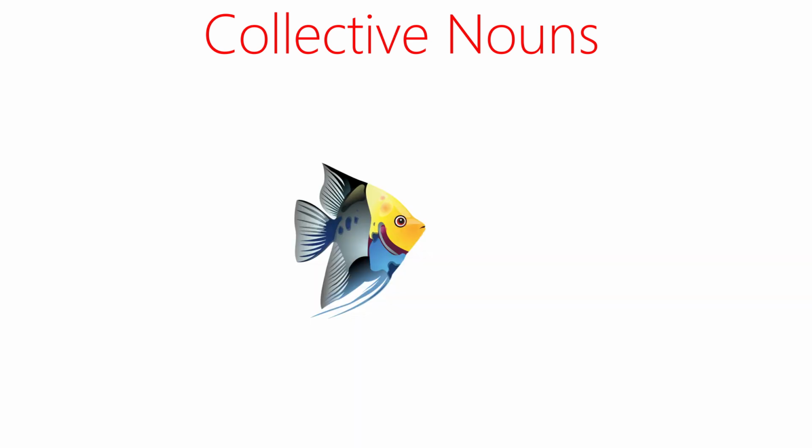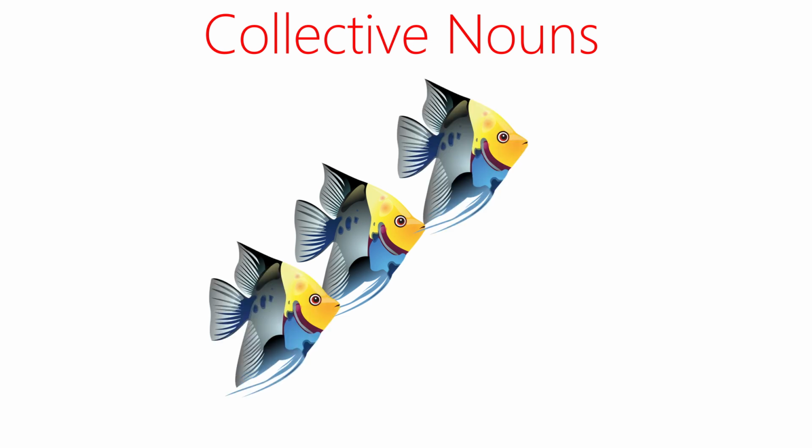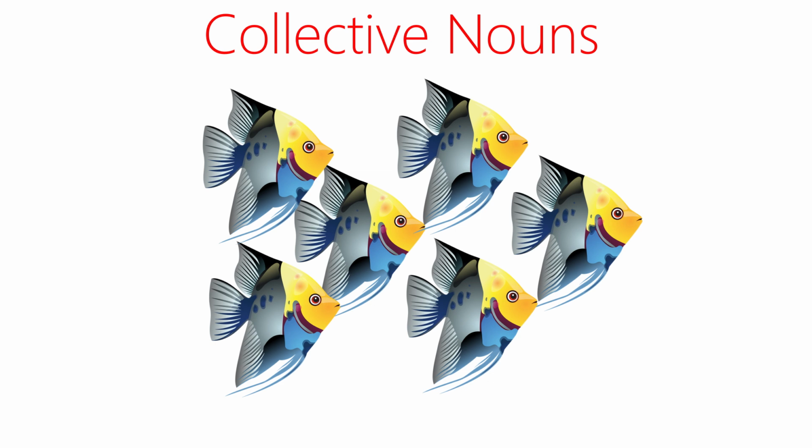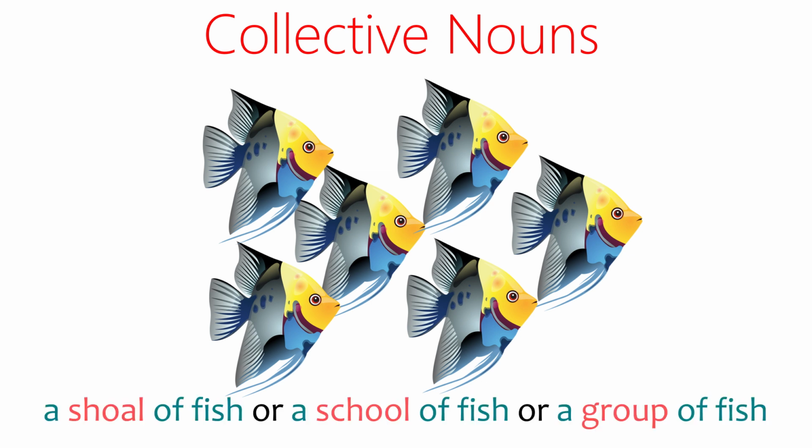Let's see. How many fish? One fish. Now, how many fish? 1, 2, 3. Well, we have more than 3 fish now. This is a group of fish. Now, a group of fish is called a shoal or a school.